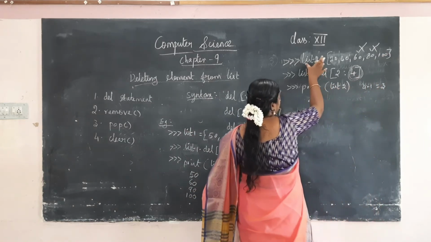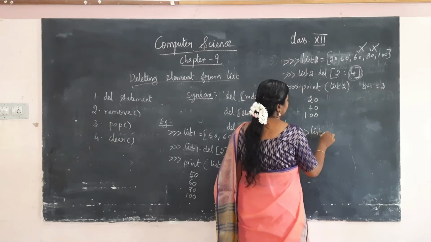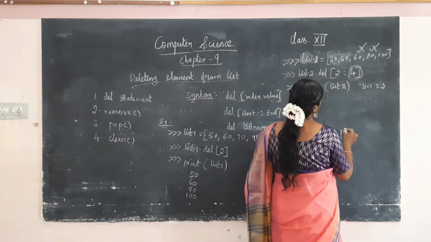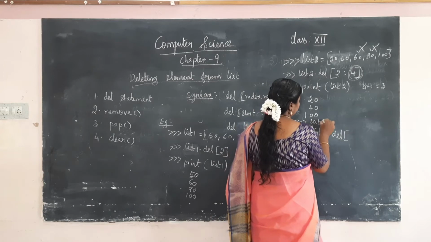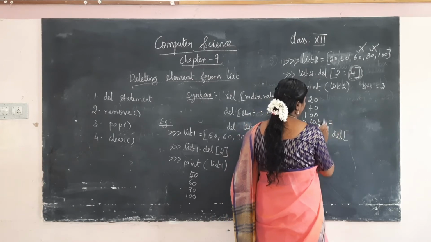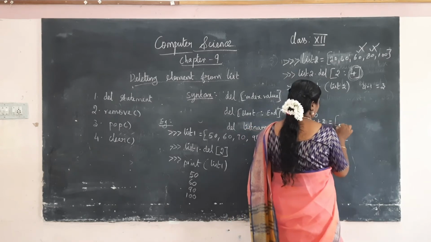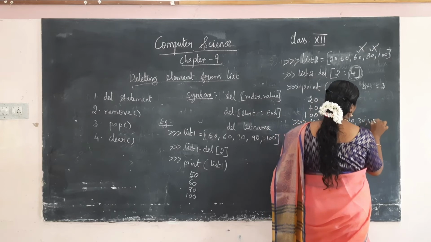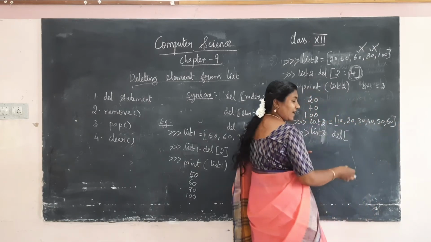So let me have the same list. Suppose I am giving list 2 dot del. Let me create another list, list 3 is equal to 10, 20, 30, 40, 50, 60. So now I am having 6 values here.